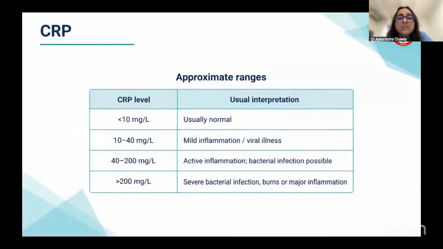Like procalcitonin, CRP also has a range. So less than 10 is usually normal. 40 to 200, can you imagine such a wide range? It tells you about active inflammation, where bacterial infection can be possible.